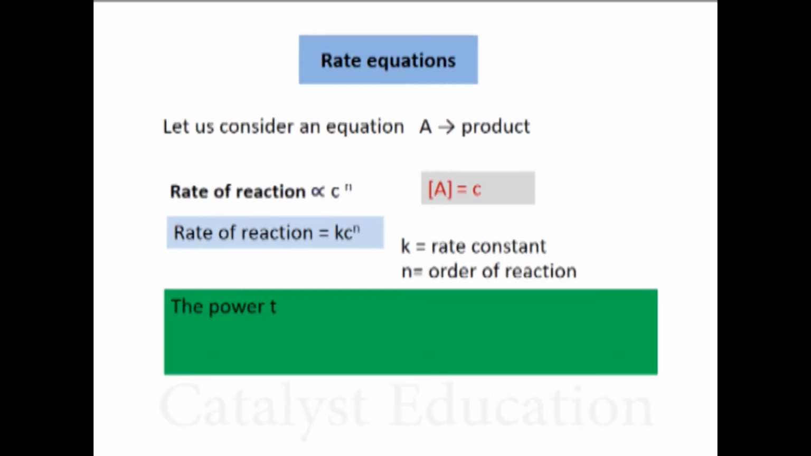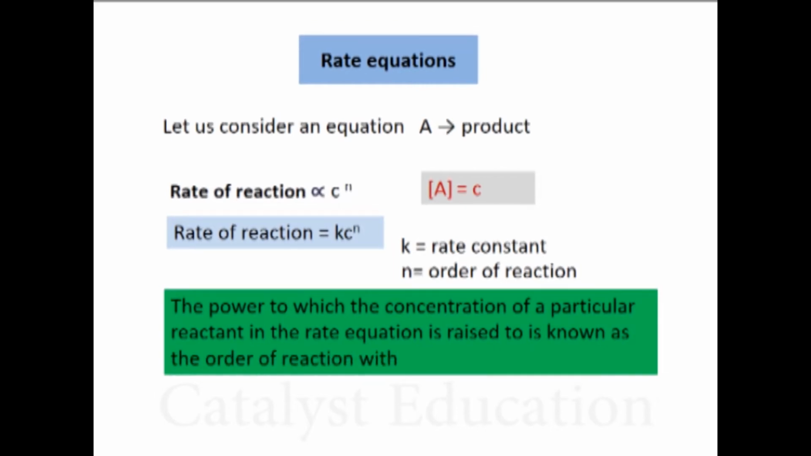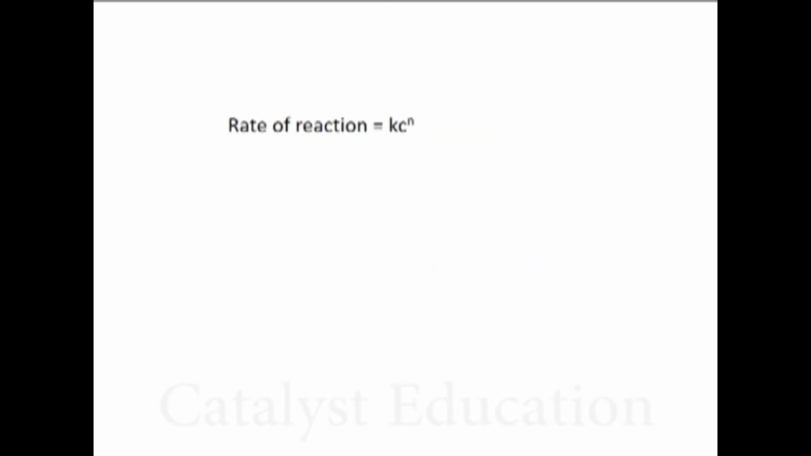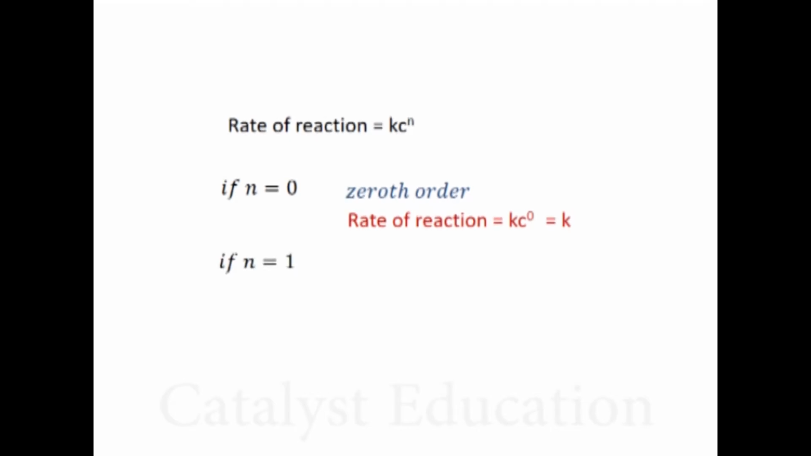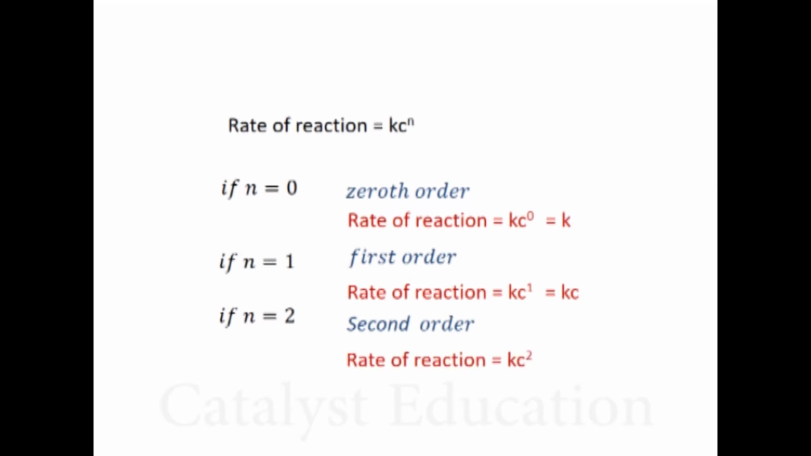The formal definition of order of reaction: the power to which the concentration of a particular reactant in the rate equation is raised is known as the order of reaction with respect to that reactant. So rate of reaction is equal to k c to the power n. If n is equal to 0, this is zeroth order and the rate of reaction is equal to k. If n is equal to 1, this is first order and rate of reaction is equal to k c. If n is equal to 2, this is second order, so rate of reaction is equal to k c squared.